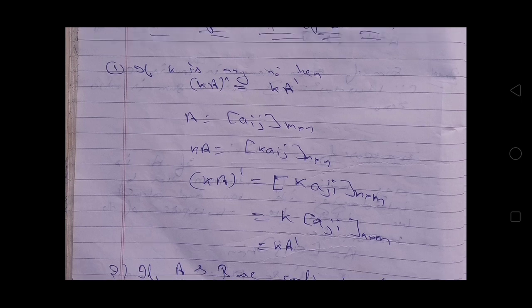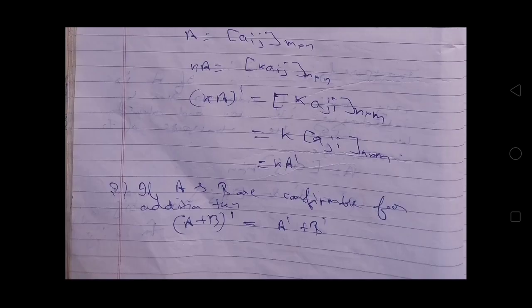So it means if we have to find the transpose of K into A, then we can find the transpose of A, A dash, and then multiply the whole matrix by K. If A and B are conformable for addition, then transpose of A plus B will be equal to transpose of A plus transpose of B matrix.